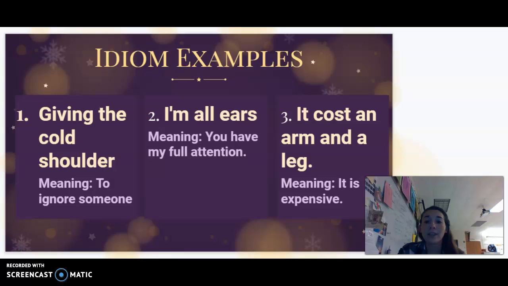I'm all ears, which means you have my full attention, not that you are covered in ears that have somehow been stuck onto your body. It costs an arm and a leg, meaning it is very expensive, not that they're literally going to rip your arms and legs off your body to pay for something. So idioms are figurative examples that have an alternate meaning.